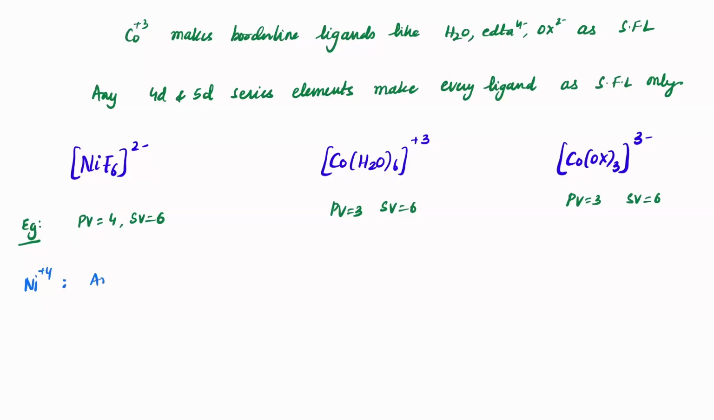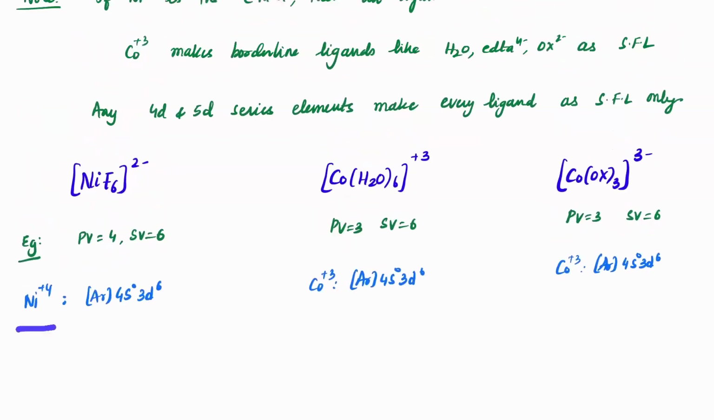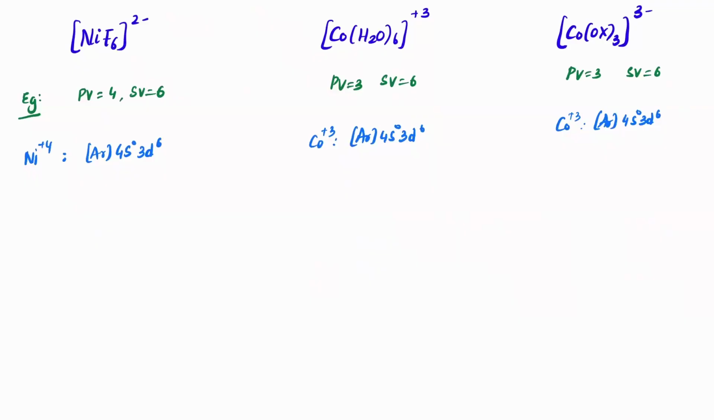So if we take the nickel plus 4 configuration, it implies we have argon 4s0 and 3d6. Here also cobalt plus 3 configuration will be argon 4s0 and 3d6. Here also cobalt plus 3 will have argon 4s0 and 3d6. Now, since nickel is at plus 4 oxidation state, it would make every ligand a strong field only, which means the pairing is possible. Here also due to strong field ligand, there is pairing possible.